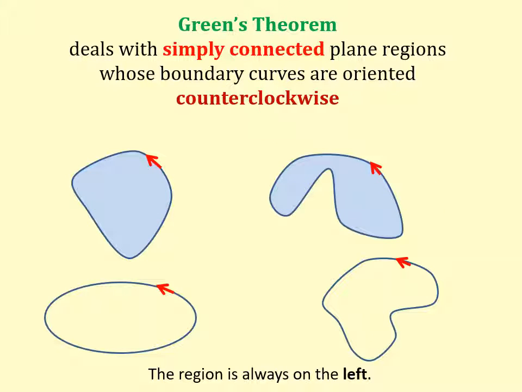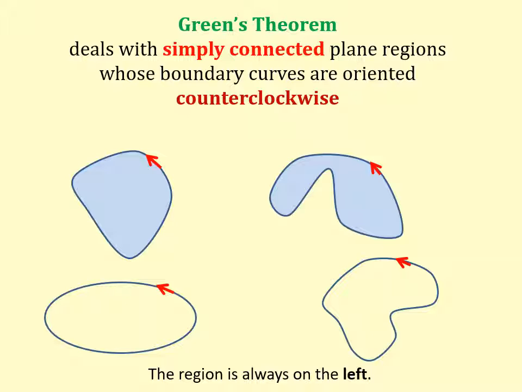Now we'll also require that we have an oriented curve. Now, as you can see, we refer to this as being oriented counterclockwise. That would be our positive direction. And so I put some examples on here.